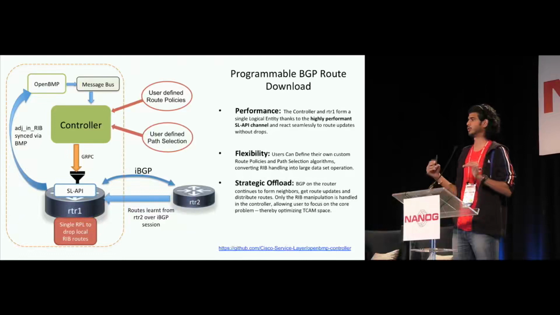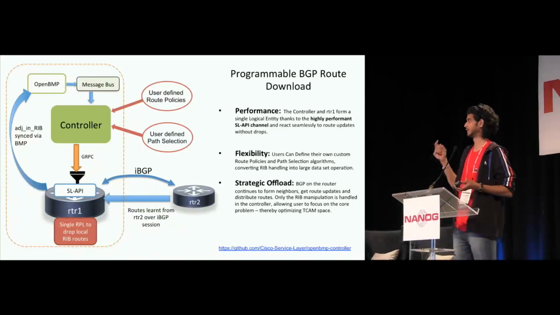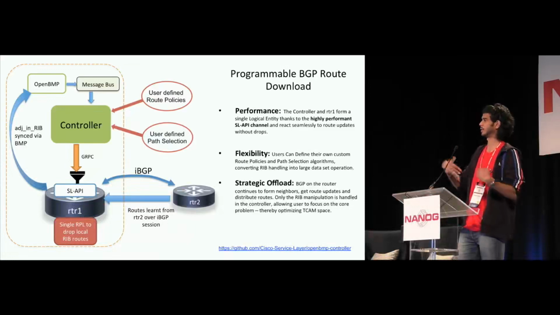And when you do a show IP BGP on the router, you would see nothing. So no routes from router 2 are actually getting installed or are being manipulated by the BGP stack on the box. However, that doesn't mean that the BGP stack is not doing anything because, yes, it is forming the neighbor relationships as well as getting the route updates and redistributing them. So we're not trying to extract the protocol functionality out of the BGP stack. We're really just extracting the RIB handling more as a large data set problem rather than a protocol problem.